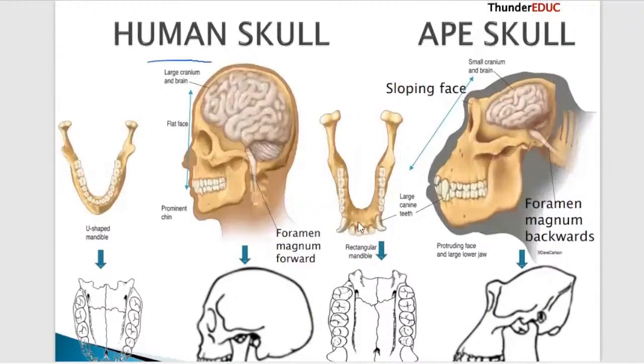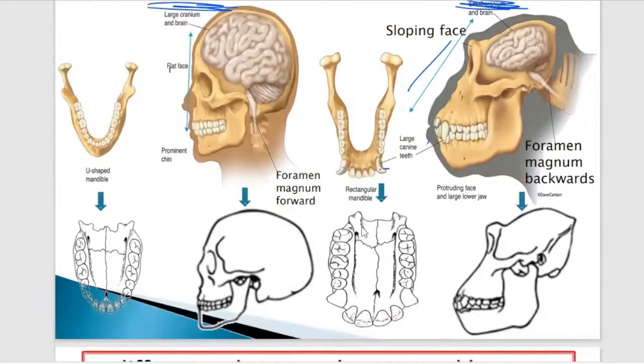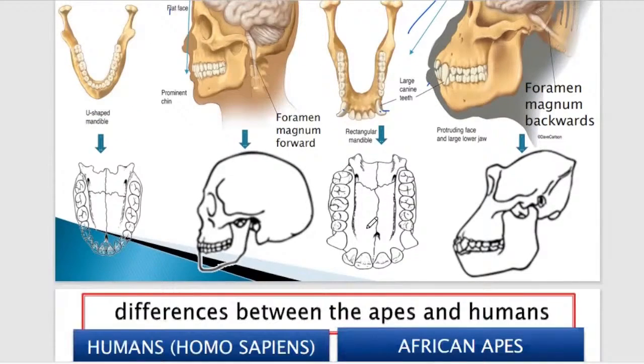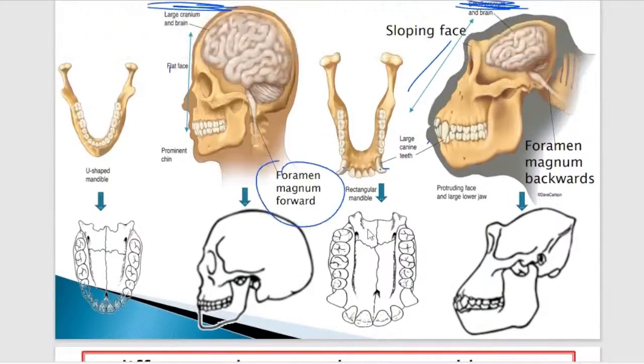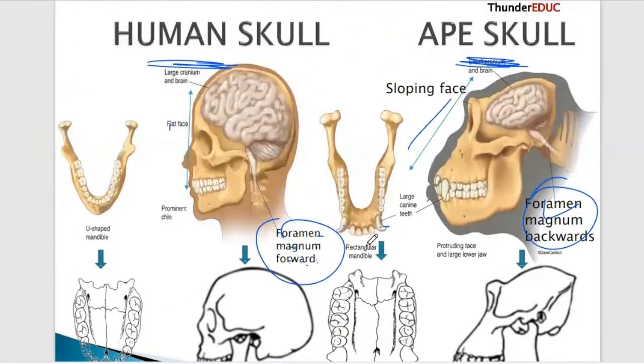Difference between the skull of human and the other primates, please know them: sloping face, flat face, the canines. These ones, guys, I'm not going to talk about too much, but there's something which I need to talk about here. Position of foramen magnum, we say that it is in forward position. Foramen magnum is in forward position. We don't use any other word. Foramen magnum is in backward position for the others. That's it.